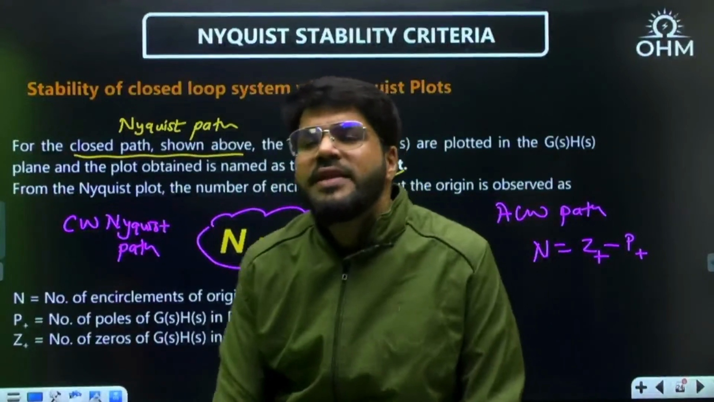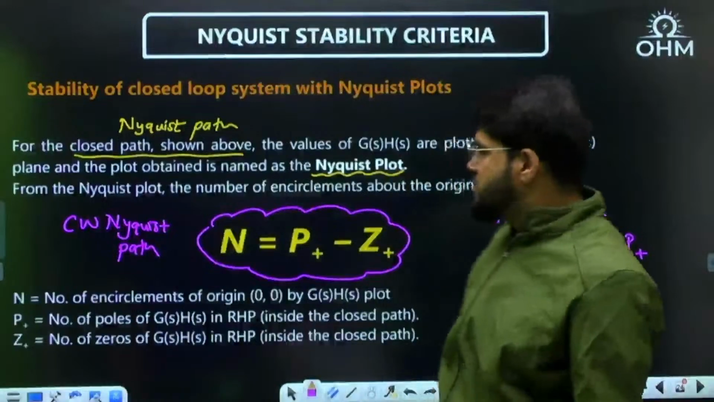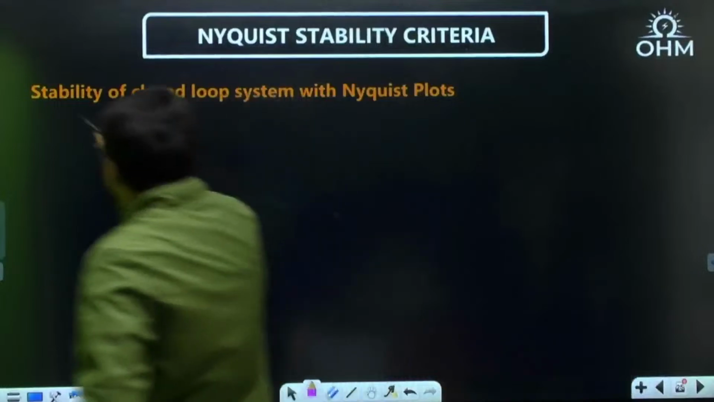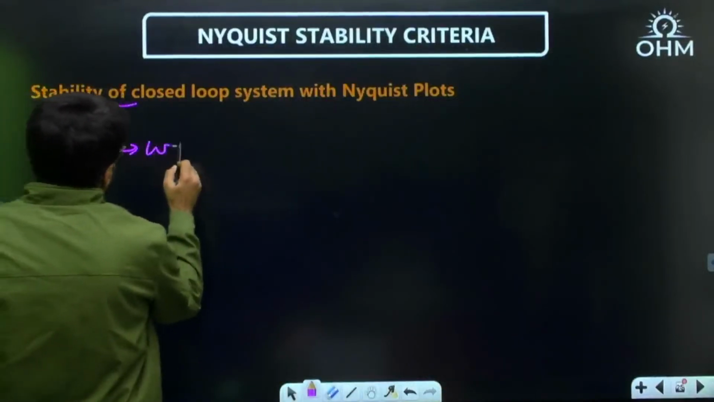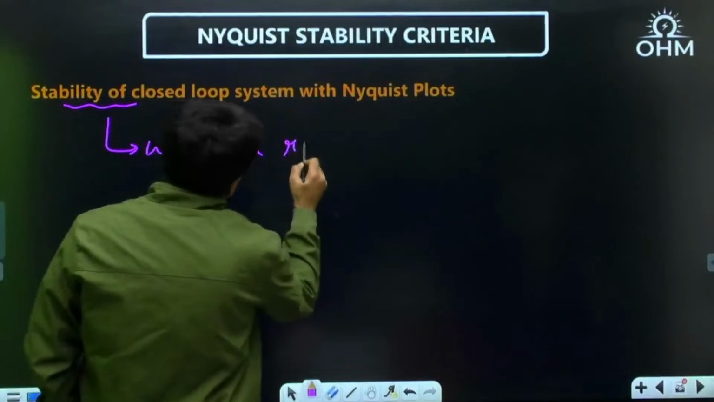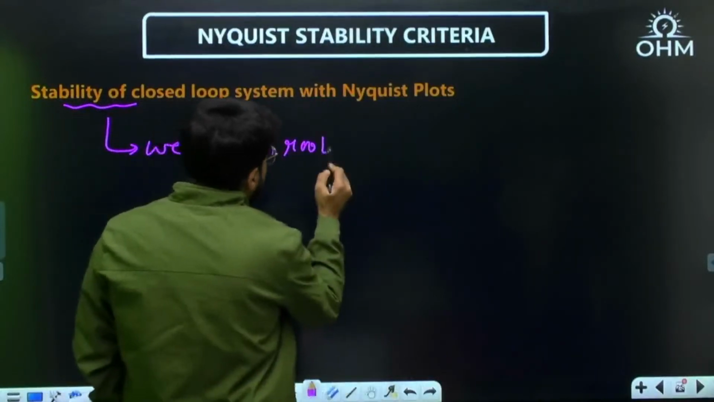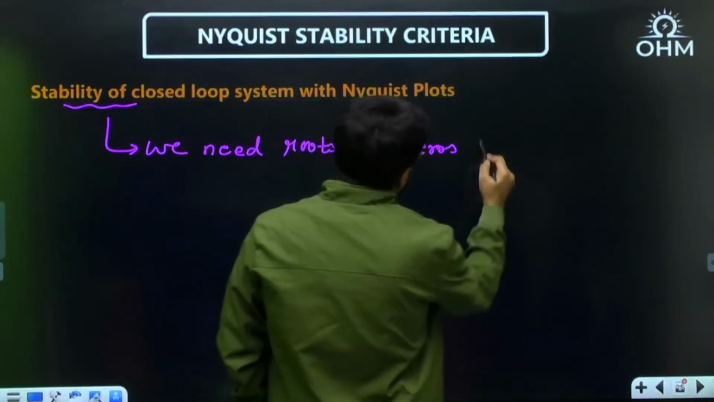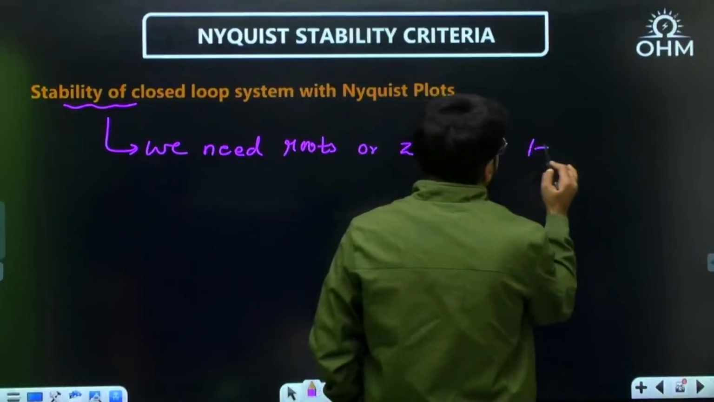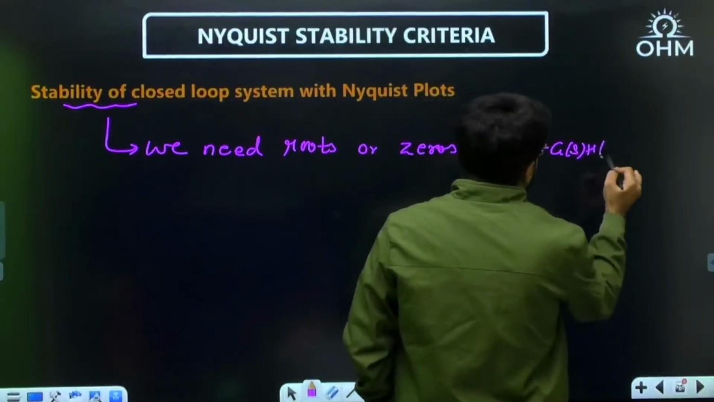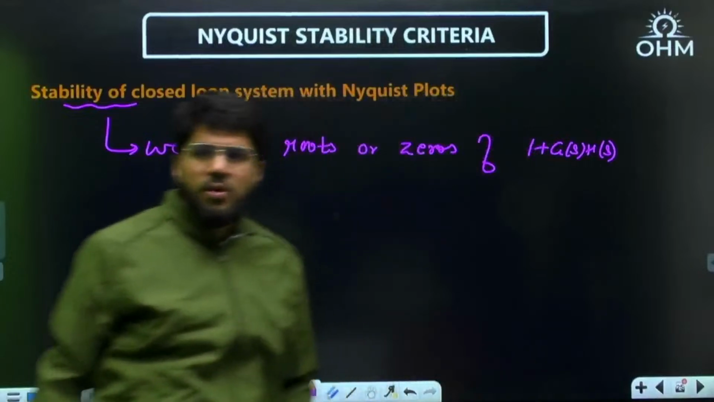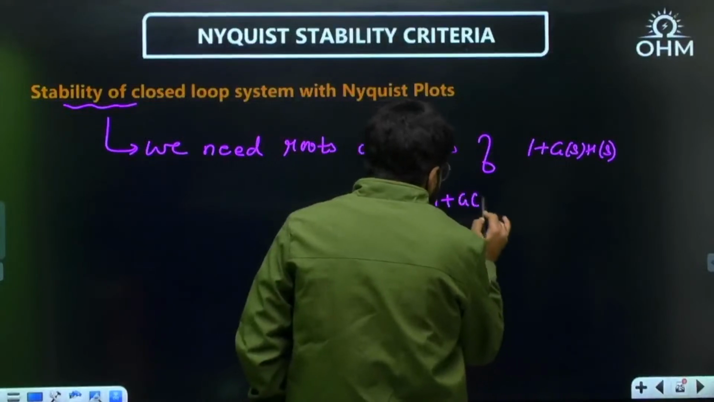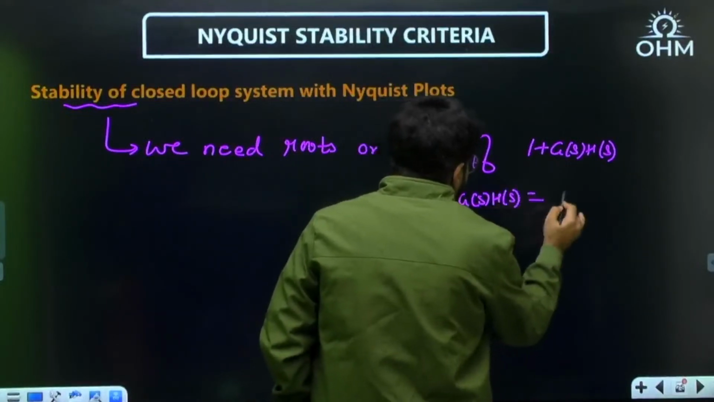But students, we need to talk about stability of control systems. And for stability, what do we need? We need the roots, or zeros, of which equation? For stability, we need the roots of the characteristic equation. What is the characteristic equation? 1 plus G(s)H(s) equal to 0. So you need the zeros of 1 plus G(s)H(s). Zeros of any function means the points where the function is 0.